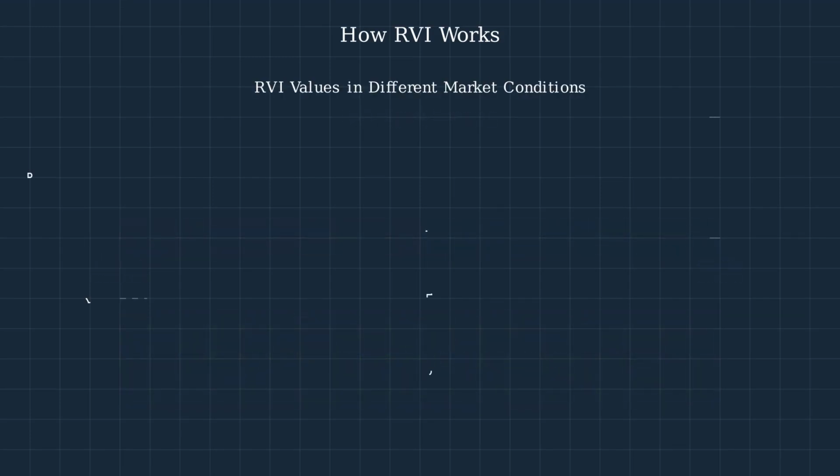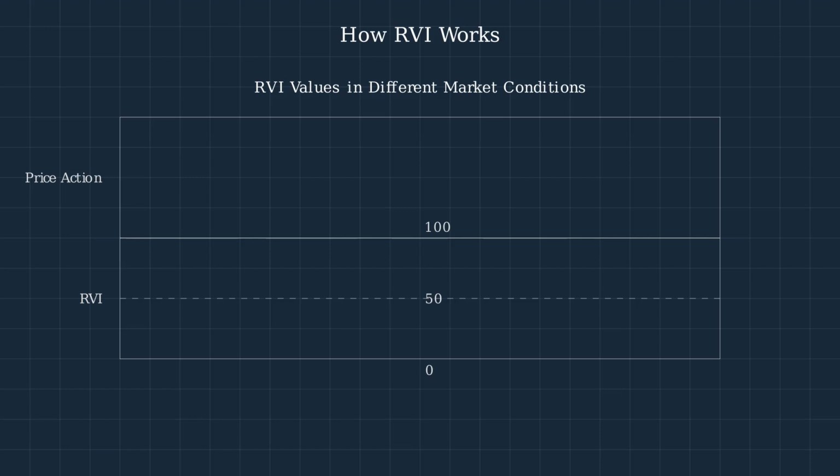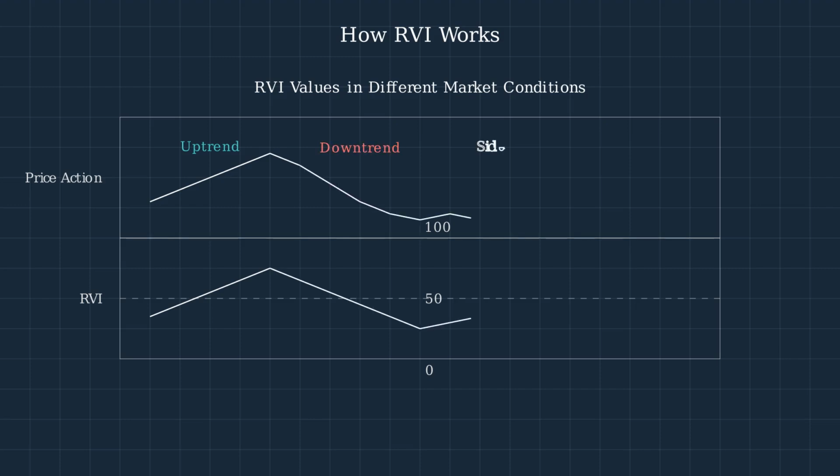Let's look at how RVI values correspond to different market conditions. In an uptrend, RVI rises above 50, indicating bullish momentum. During a downtrend, RVI falls below 50, showing bearish momentum. In sideways markets, RVI tends to fluctuate near the 50 level. And in a strong uptrend, RVI moves decisively higher, indicating powerful bullish momentum.